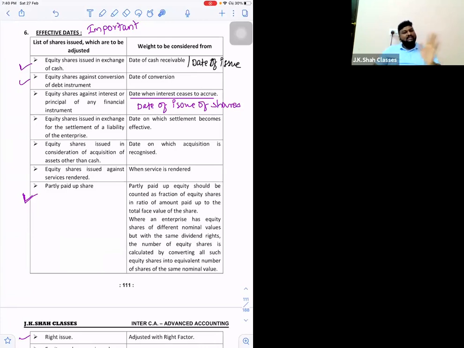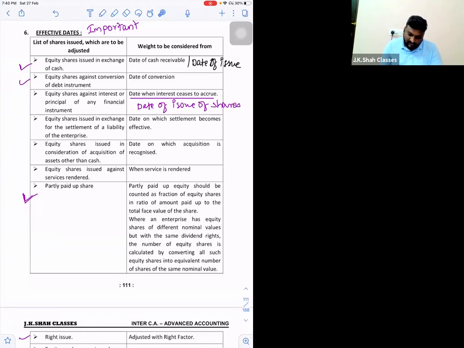So what we do is multiply the number of shares directly by 4 upon 12. So if I have 1,20,000 shares, 1,20,000 shares into 4 by 12 means only 40,000 equity shares' rights I will get for profit. Means when the EPS will be given, I will be getting it only for 40,000 shares, not on full 1,20,000, because my shares are outstanding only for 4 months.